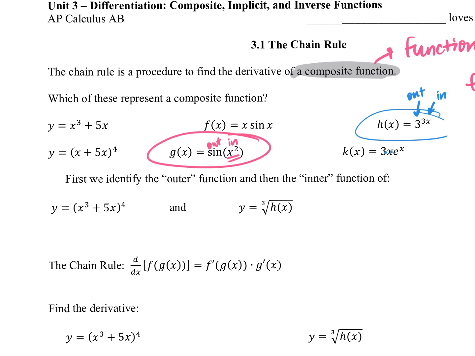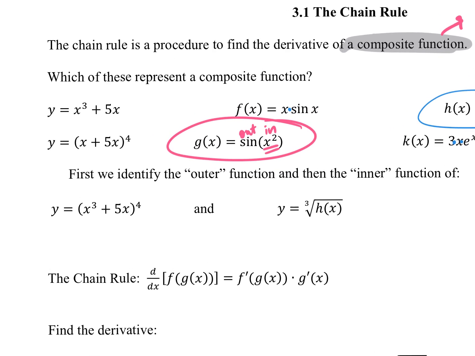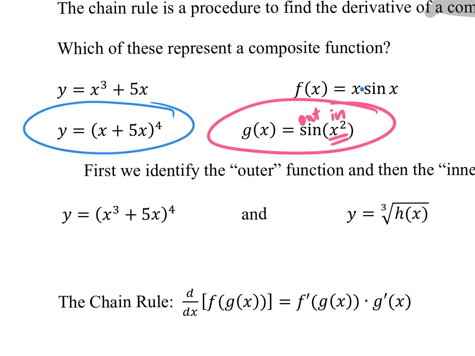Bottom right is 3x times e to the x. This one again is x times the sine of x. What makes it a function in a function versus being multiplied? Let me show you. It is this one. What would be my outer function?